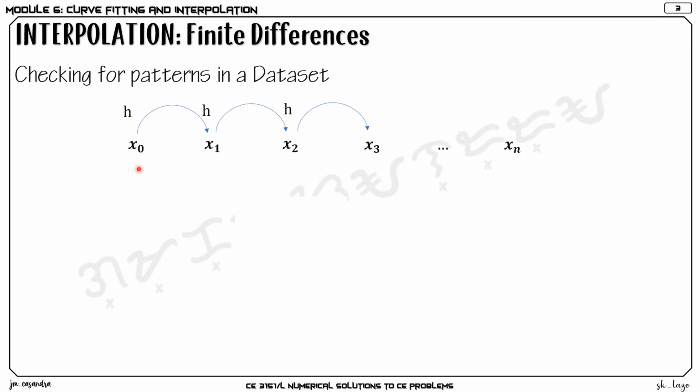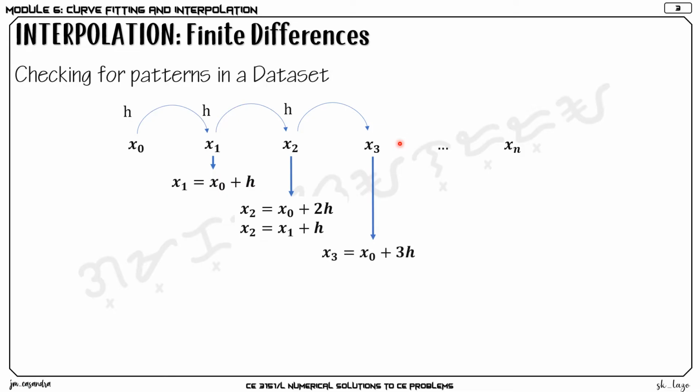And if we have the h for each of the intervals as equal values, then we could correlate an equation that could be written as x sub 1 equal to x sub 0 plus h. And for x sub 2, we could write this as x sub 2 equal to x sub 0 plus 2h, or x sub 1 plus h. And for x sub 3, this could also be written as x sub 0 plus 3h, or x sub 2 plus h.